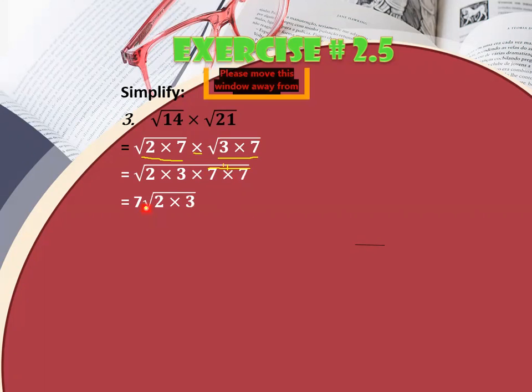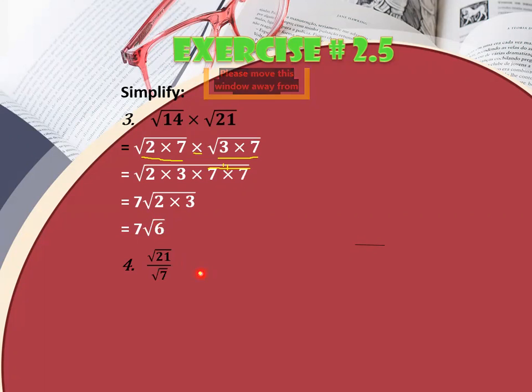So what you have is 7, and inside the under root you have 2 multiplied by 3. 2 multiplied by 3 will become 6, and the answer will be 7 under root 6.